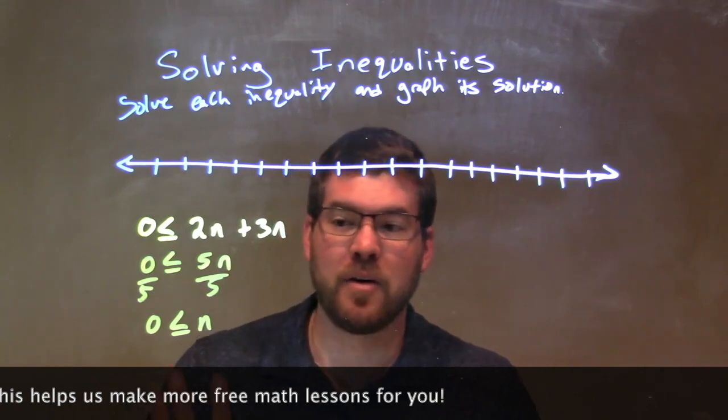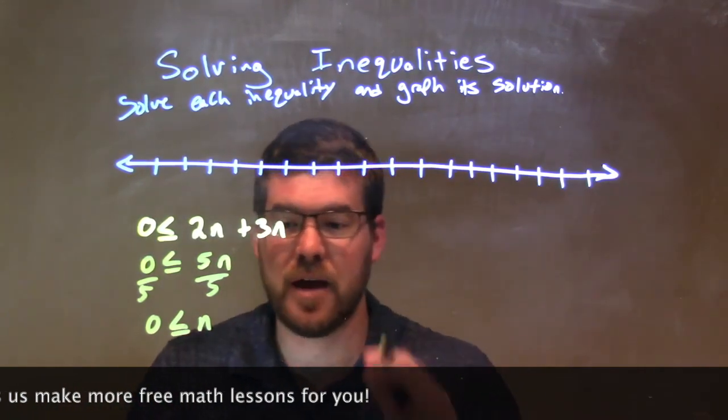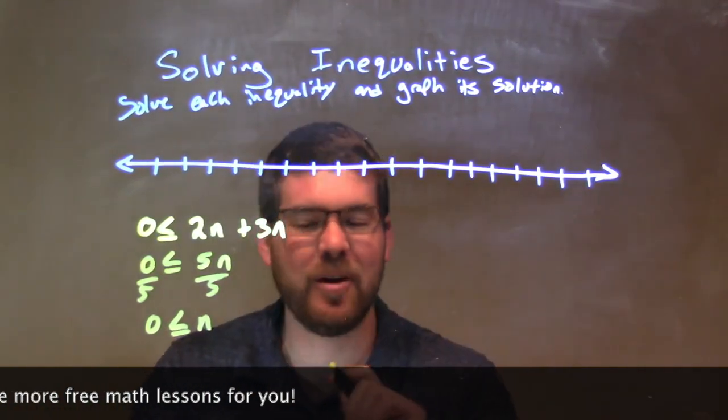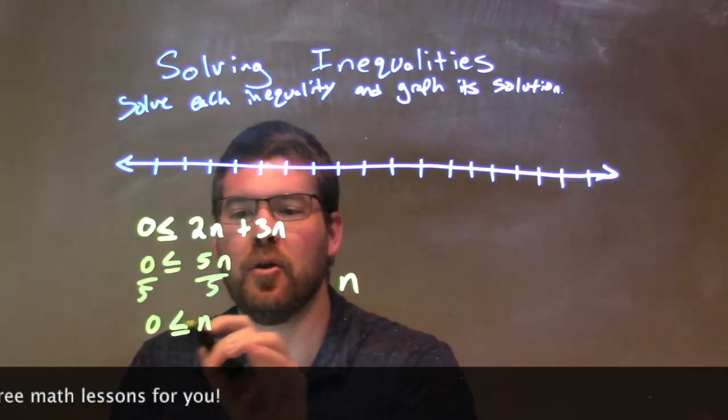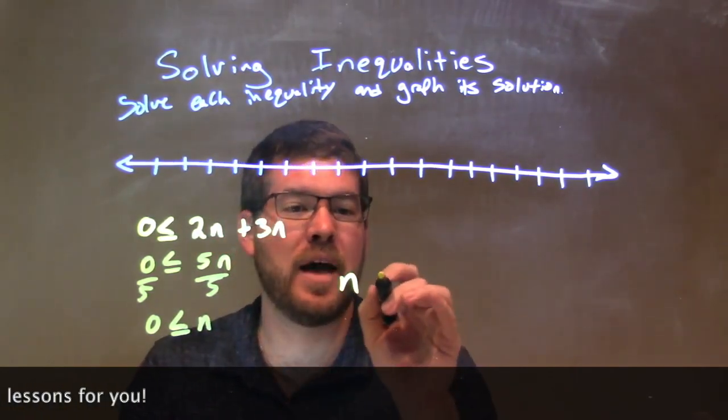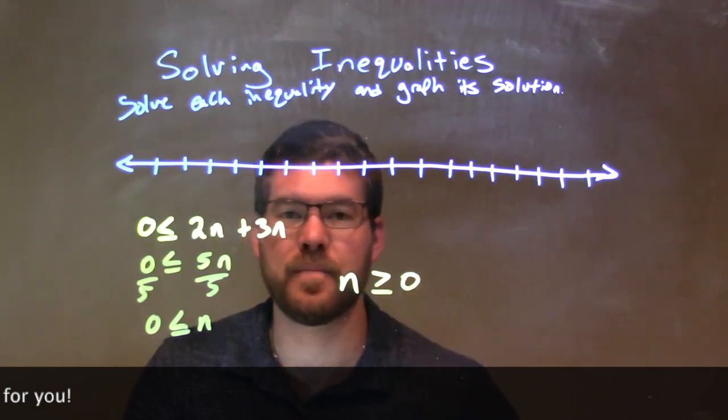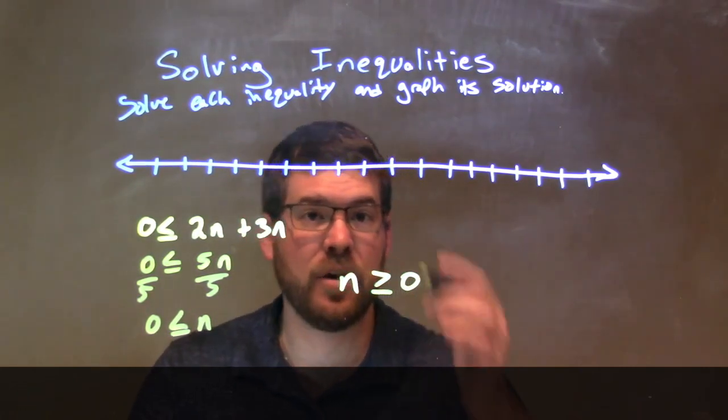That's pretty easy, and now I can rewrite that to have n come first. It's already by itself, so n comes first here, but 0 being less than or equal to n is the same thing as n is greater than or equal to 0. So now we have our final answer. I just need to graph it.